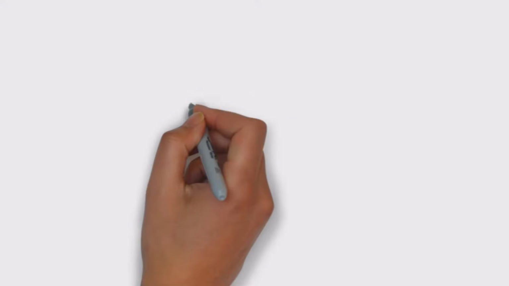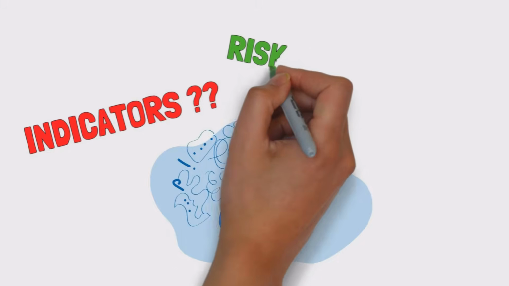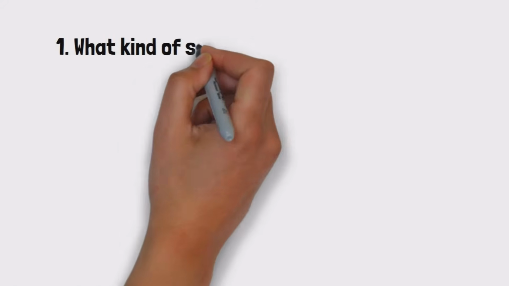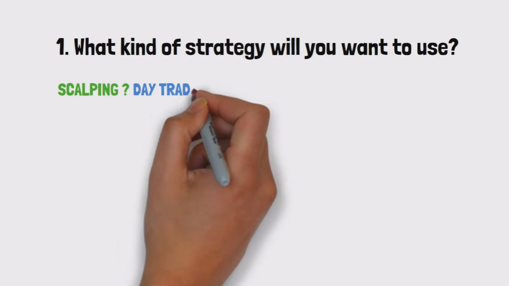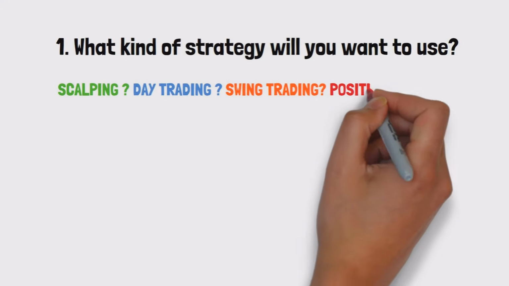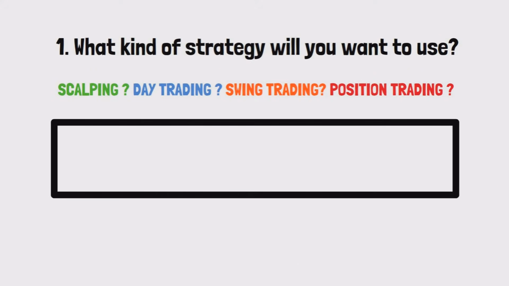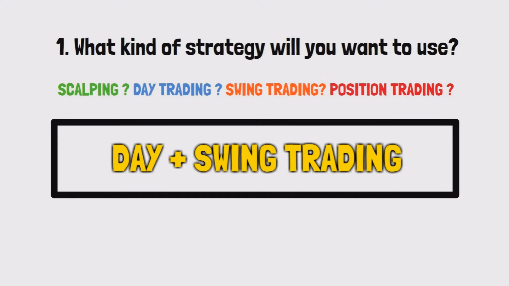Before thinking about the indicators that we are going to use or the most appropriate risk management strategy, it is necessary to answer some basic questions. The first one being, what kind of strategy will you want to use? A scalping, day trading, swing, or even position trading? In my case, I will want a mix between day and swing trading.